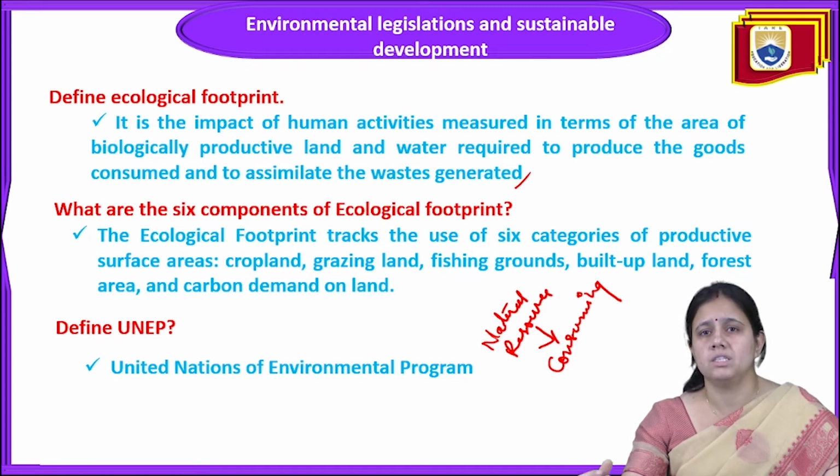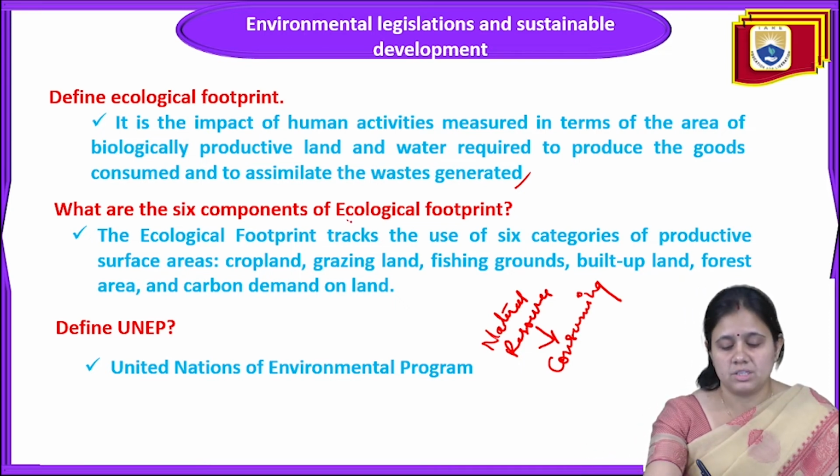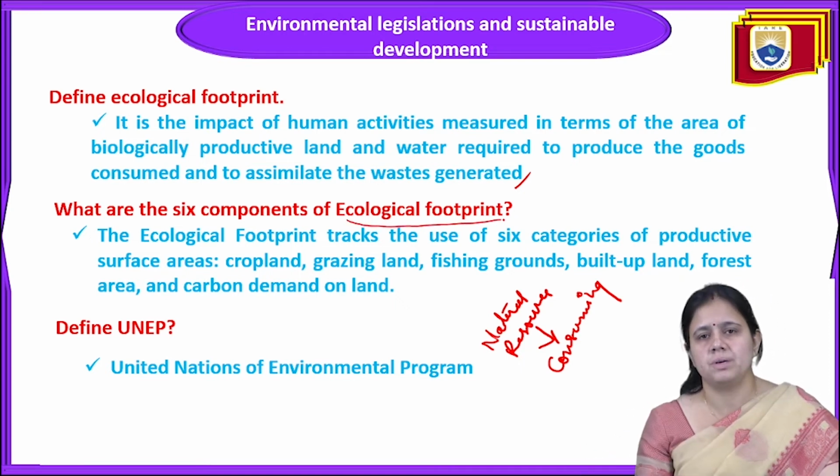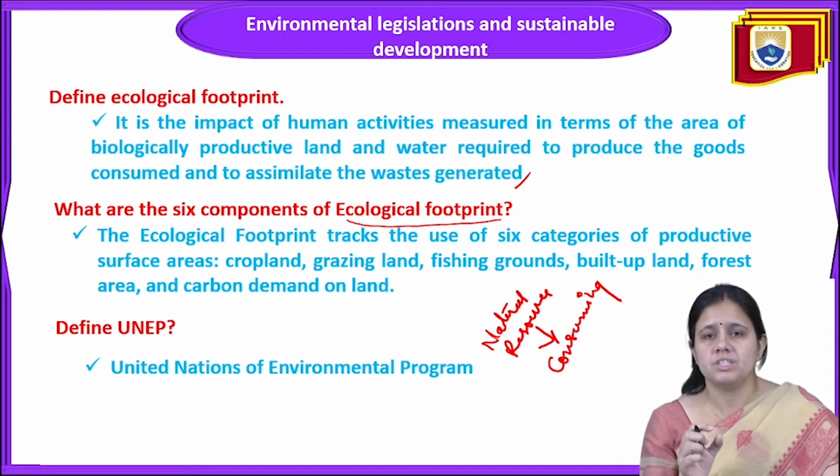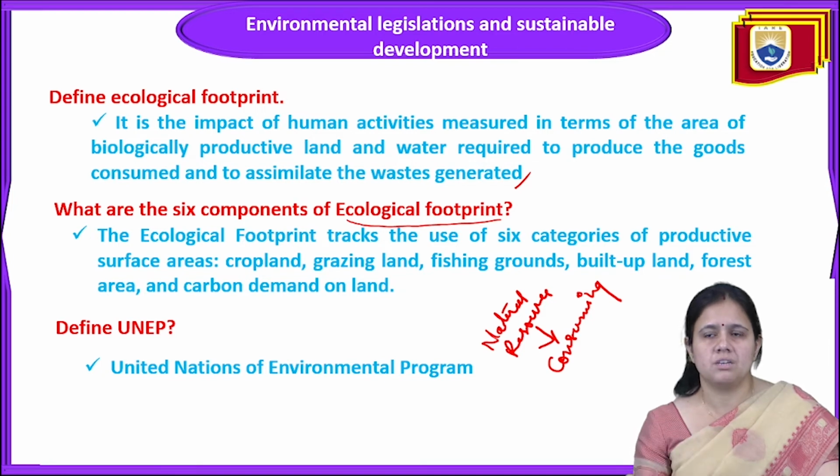Now, what are the six components of ecological footprint? What are the different components which we are studying? The ecological footprint has six categories, based on productive surface area. First is cropland, then grazing land, fishing grounds, built-up land, forest area, and carbon demand on the land.